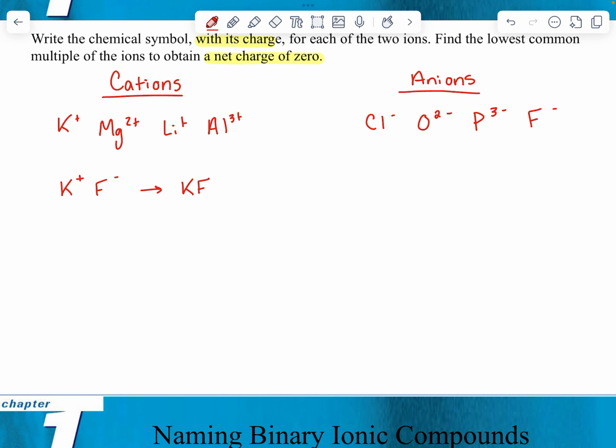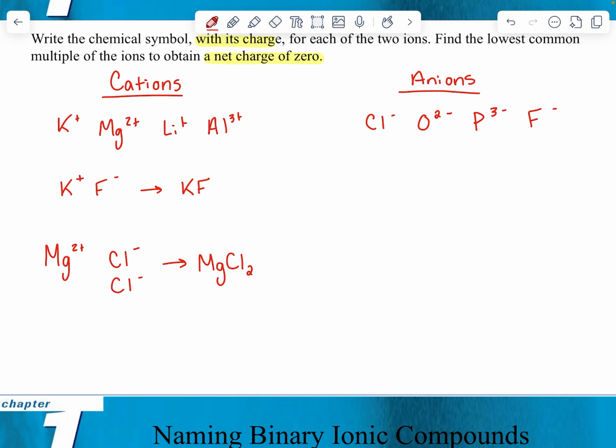But if we pick something like magnesium and chloride, now these are no longer balanced. So we have more positive than negative. And so to balance that, we would have to add 1 more chlorine, so that on this side we had a 2 plus and we have a 2 negative from the chlorine. So writing that formula, we have MgCl2 because we needed 2 chlorines.